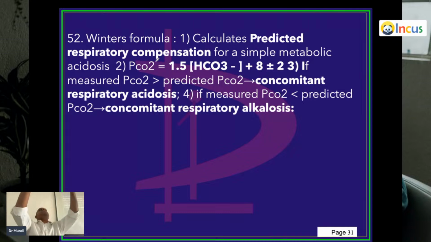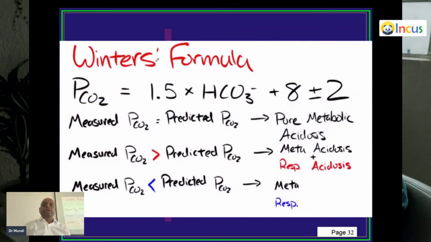Similarly, in metabolic alkalosis, what will happen to pH? Increased. pH is more than 7. Then what is the compensation? Hypoventilation and the rise of PCO2. So in metabolic alkalosis, if pH rises this much, how much should PCO2 rise? What is that called? Winter's formula. So what Winter's formula says is, not pH, sorry, bicarb.